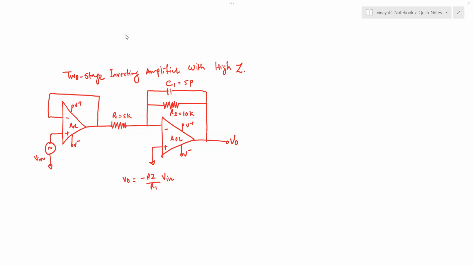So here is an example circuit of an inverting amplifier using an op-amp, and we will see how this circuit provides a very high input impedance, that is high Zin or Rin of this circuit. When we talk about calculating the input impedance, we look at the circuit from the input side.